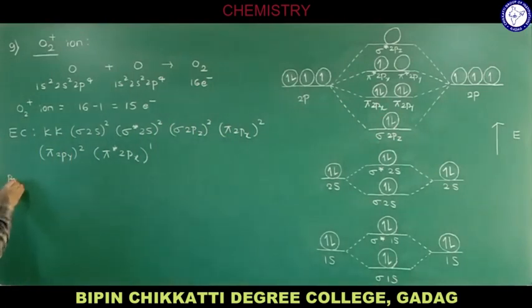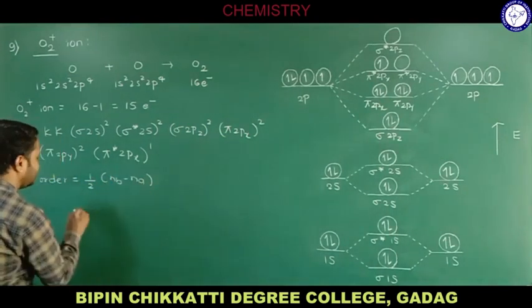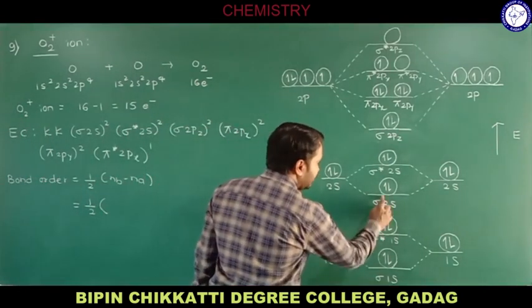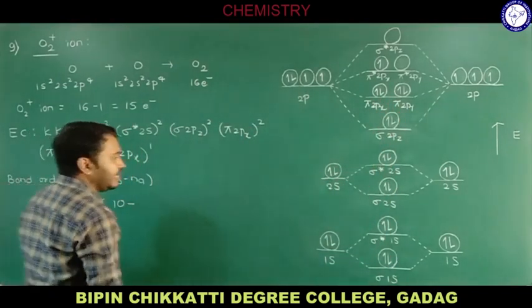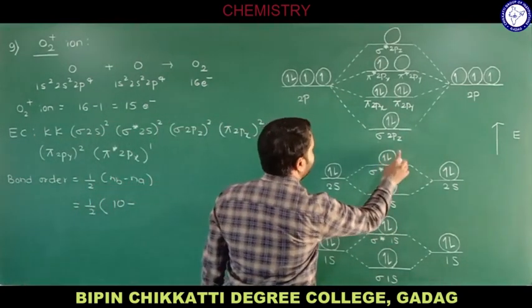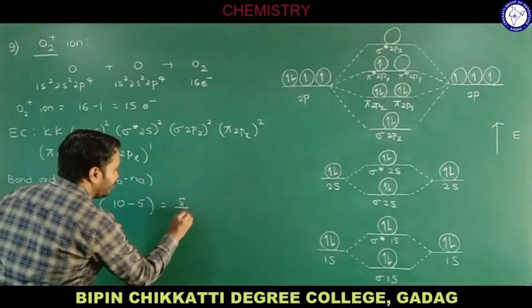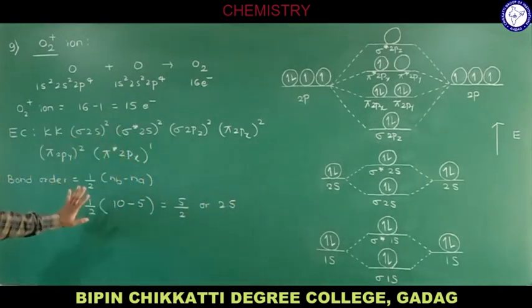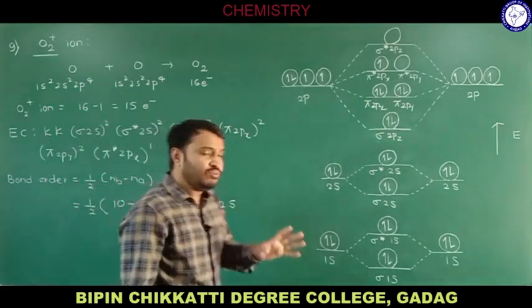Now we'll see what would be the bond order in this particular species. Bond order is equal to 1 by 2 into the number of electrons in BMO minus the number of electrons in ABMO. 1 by 2 into BMO: 1 2 3 4 5 6 7 8 9 10, 10 electrons we have in BMO. In ABMO: 1 2 3 4 5, 5 electrons we have. 10 minus 5 is 5, so you will be getting 5 by 2, or you can write 2.5. Bond order of O2 plus is 2.5 or 5 by 2. Then the bond order of the O2 molecule is 2.